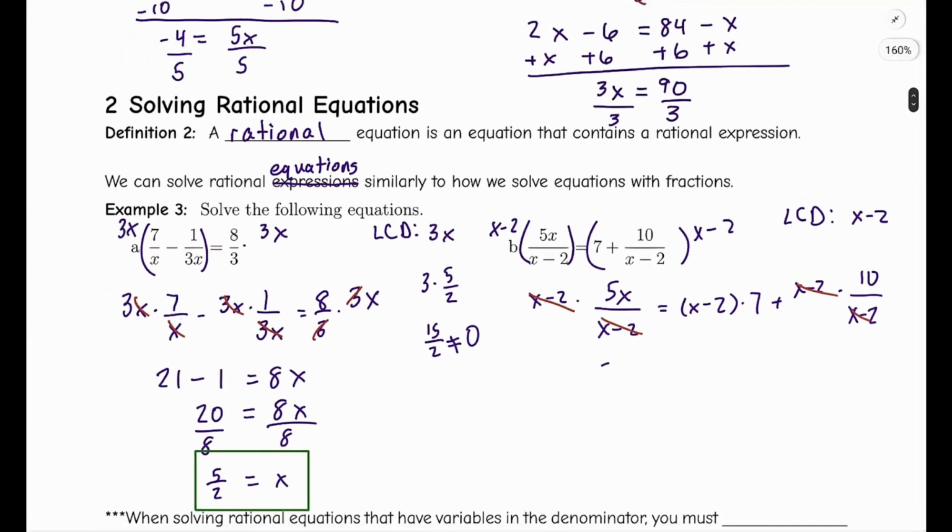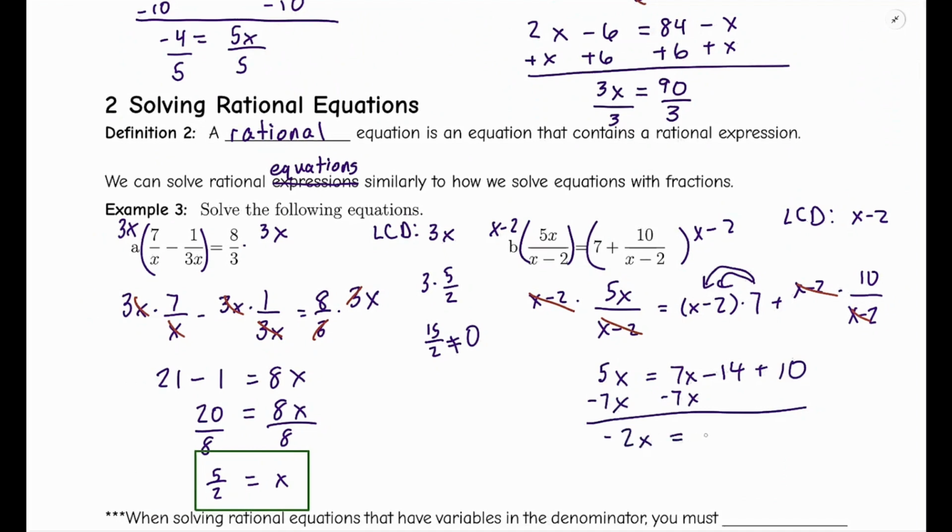And we're left with 5x equals 7x minus 14 after we distribute that 7, plus 10. Subtract 7x from both sides. We get negative 2x is equal to negative 4. Divide by negative 2. We get x equals 2.